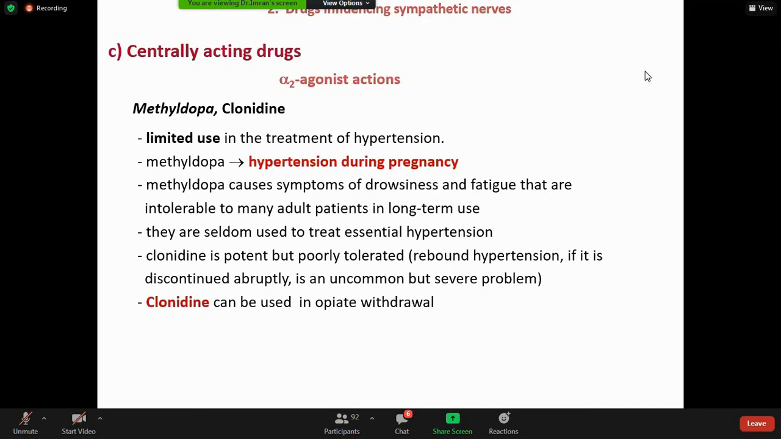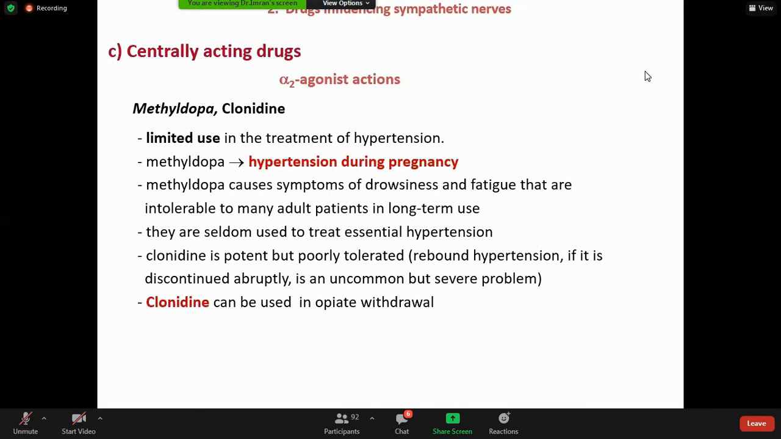Alpha 2 receptors are normally inhibitory receptors, and they are located presynaptically. So when these receptors are stimulated, what will happen? It will stop the further release of norepinephrine. This is how we can reduce the cardiac activity. But they have limited use in the treatment of hypertension. One common example is methyldopa, the commonly given drug Aldomet, used for hypertension during pregnancy.